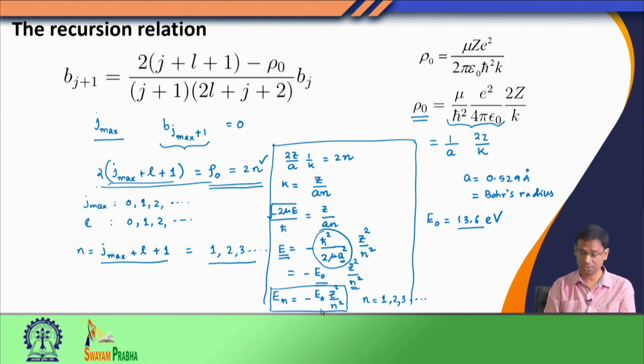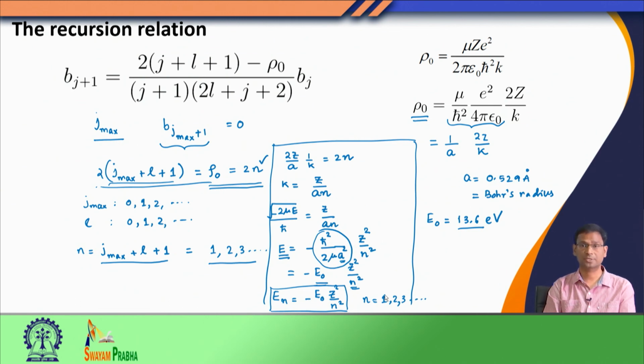What is the next energy level? The next energy level I will get when I apply n equals 2. When n equals 2, then you will see this is minus 13.6 divided by 4, and by using higher and higher values of n, I can determine the higher energy levels of the hydrogen atom.